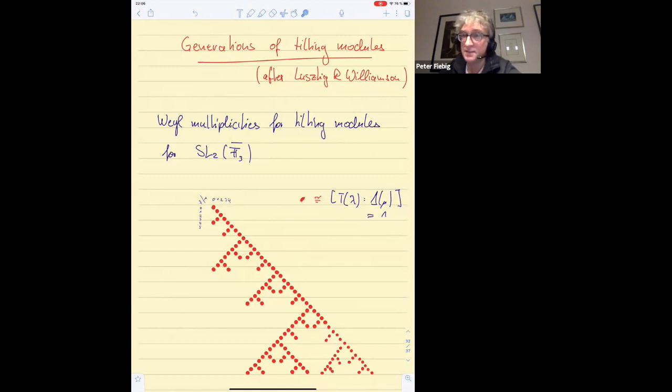And still you couldn't define, did they have Weyl multiplicity? So they all have a filtration by Weyl modules, and you could hope that these characters are actually the generation characters.